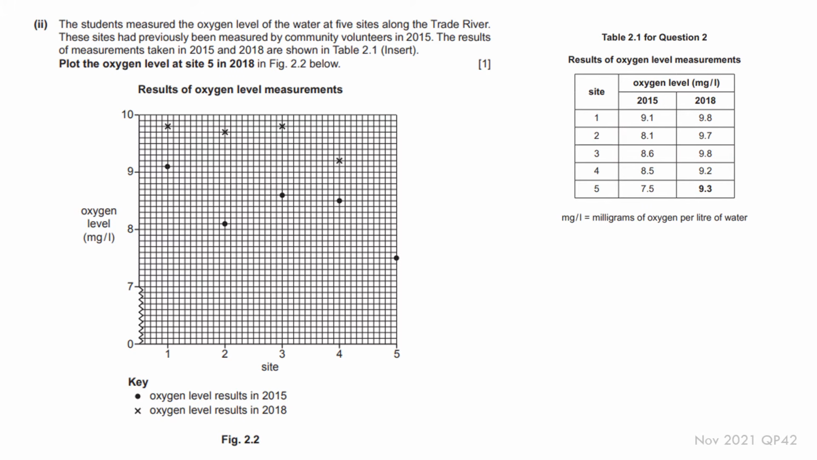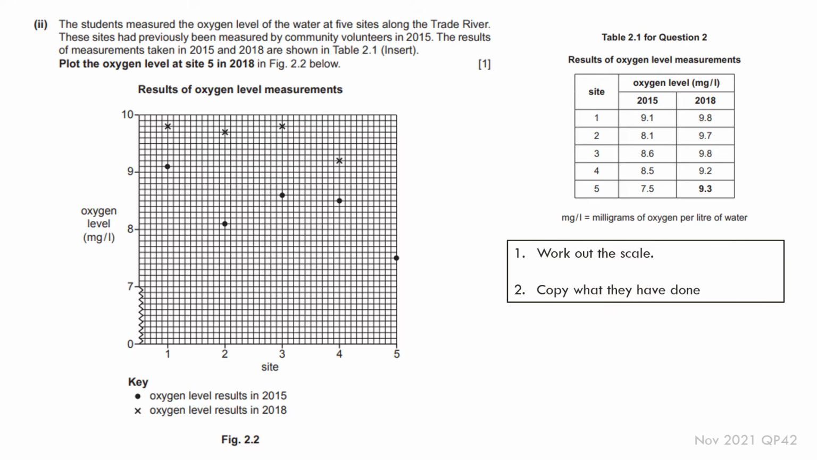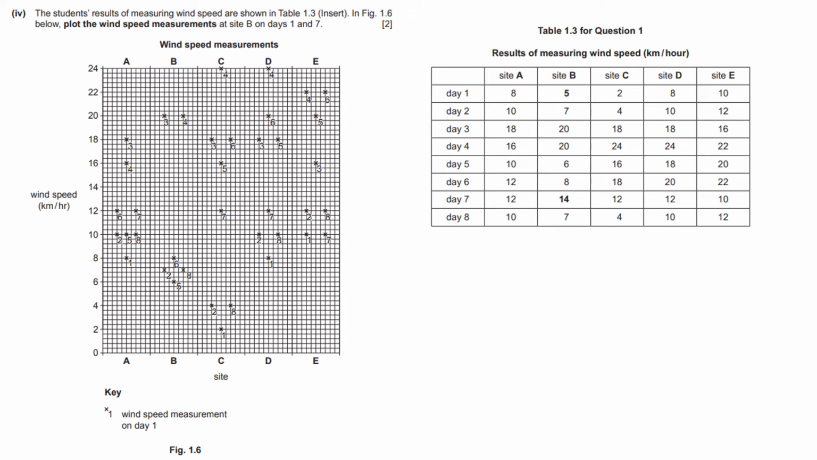Sometimes the questions could be really simple: plot, in this case, oxygen levels at Site 5 in 2018. So you go to Site 5, 2018, 9.3. And again, by working out the scale, you can plot the point very easily. Here you've got 1 small square equals 0.1. So you just have to count up 3 from 9 to get to 9.3, and I would copy exactly the pattern they've done, which is just an X, and I've done that in red here just so you can see it clearly. And again, slightly more tricky here. So for B, but again, it's the same skill.